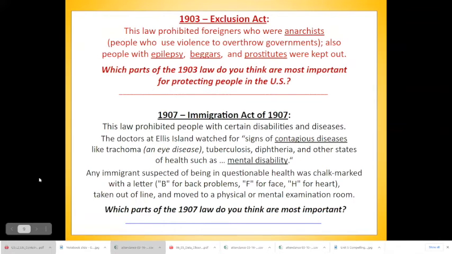1903 changes a little bit more. We have the Exclusion Act where anarchists, people who have epilepsy, people who were beggars or prostitutes were kept out. So, we ask the kids, what part do you think is the most important for protecting people in the US? What law do we need to protect us? And they're pretty quick at going for the anarchist on this one.